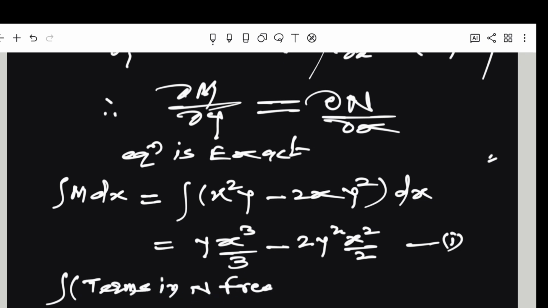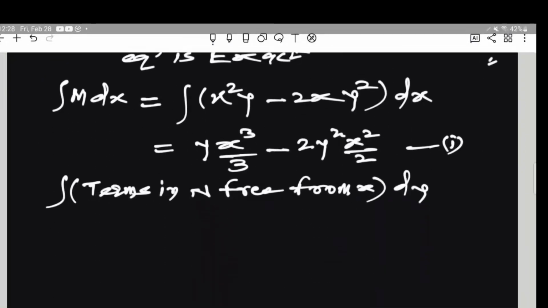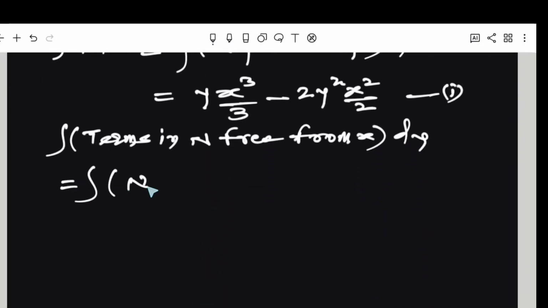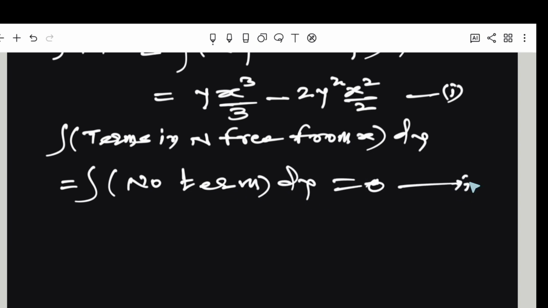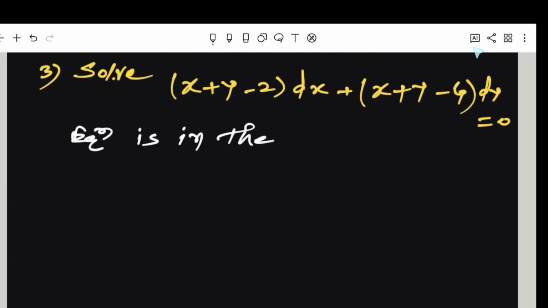Then terms in n that are free from x. Therefore, here there is no term which is free from x. Both terms contain x, and therefore its integration is 0. Equation number 2. And therefore the solution is equation 1 plus equation 2, equal to constant c. And therefore we have the solution as y x cube by 3 minus x square y square is equal to constant c as the required answer for problem number 2.